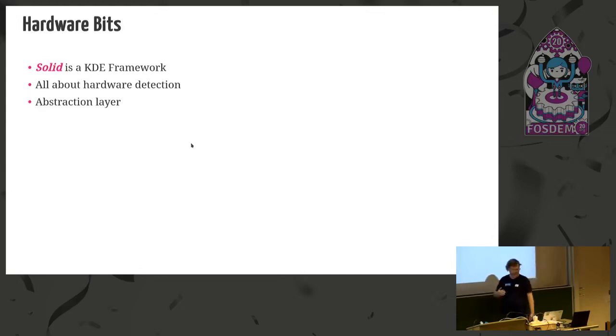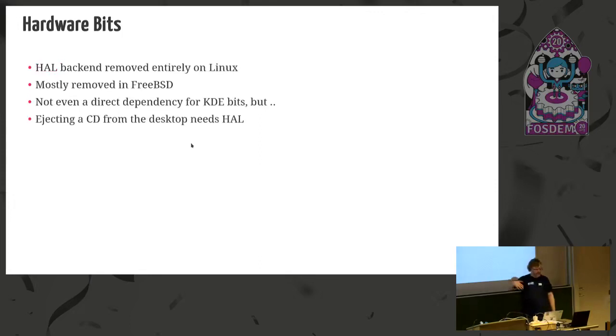How does CD ejecting work? Well, Solid is one of the KDE frameworks, and it deals with hardware. It's an abstraction layer. KDE loves abstraction layers. We have abstraction layers on abstraction layers built on C++. You get the picture. And one of the backends it can use is HAL. HAL is, of course, the hardware abstraction layer, so that's where we get the abstractions upon abstractions thing.